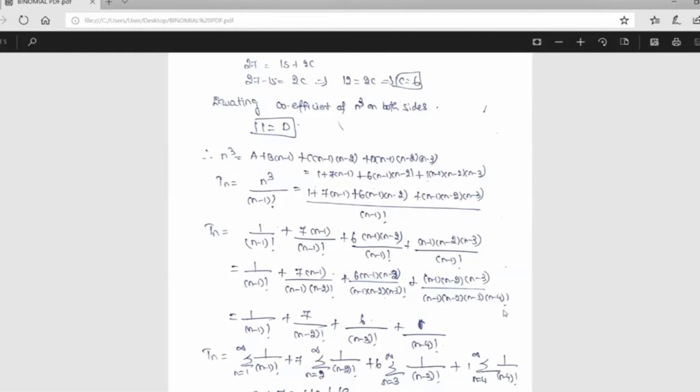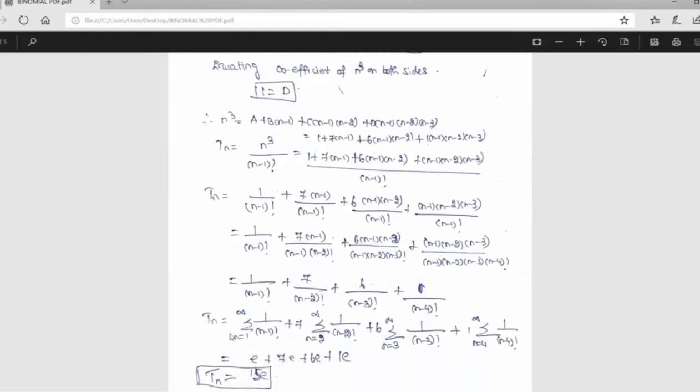Similarly, n minus 1 factorial, if you take n minus 1, n minus 2, n minus 3, you can write the factorial for n minus 4. So all these three terms will get cancelled. So altogether what you will have here is 1 by n minus 1 factorial plus 7 by n minus 2 factorial plus 6 by n minus 3 factorial plus 1 by n minus 4 factorial. So this is what we are getting for our Tn.